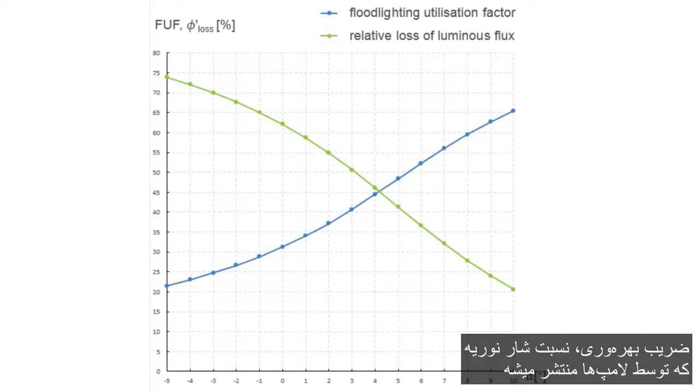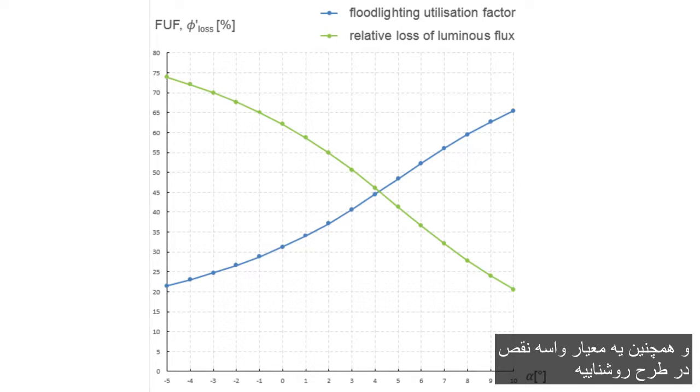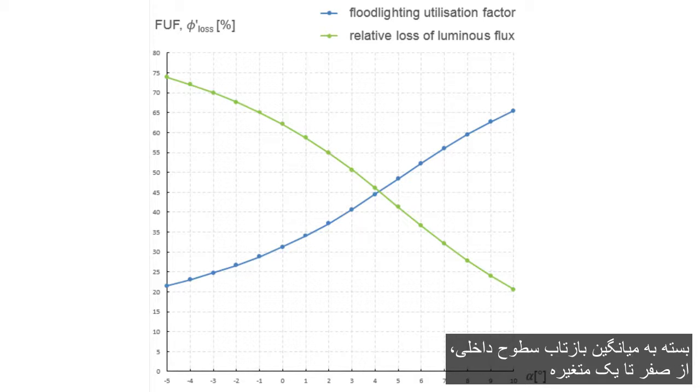Utilization factor. This is a proportion of the luminous flux emitted by the lamps which reaches the working plane, and it's also a measure of effectiveness of the lighting scheme. It ranges from 0 to 1 depending on the average reflectance of the internal finishes.